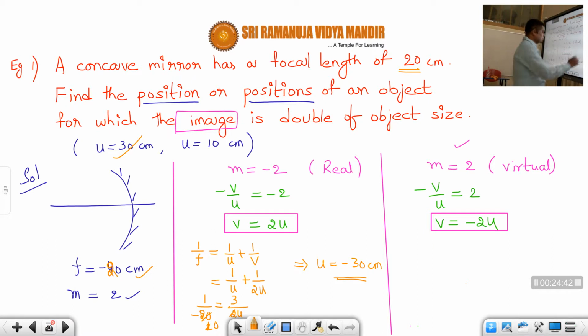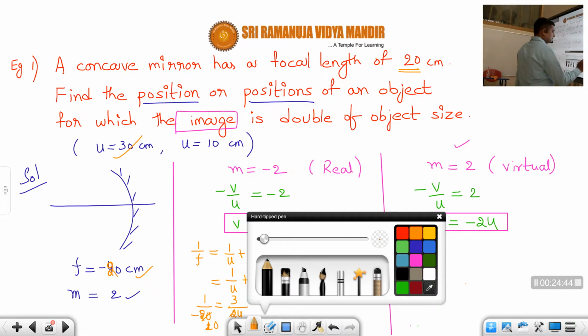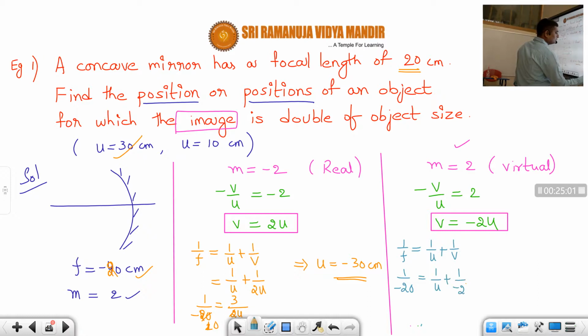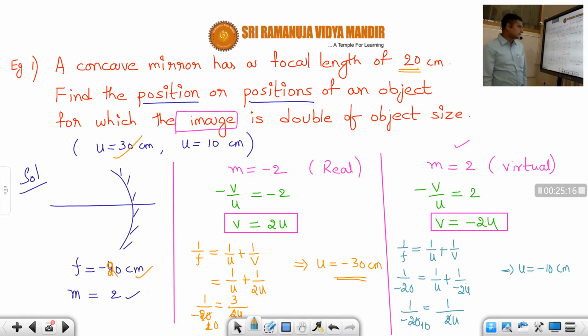Now coming to this side, let us see, students. Here also we apply the mirror formula, 1 by f equal to 1 by u plus 1 by v. So 1 by, what is the focal length here? Minus of 20 is equal to 1 by u plus 1 by, what is v? Minus 2u. If you take the LCM, 2u, 2 minus 1, 1 by minus 20, so 2 tenths. So this implies u is equal to minus 10 centimeters.